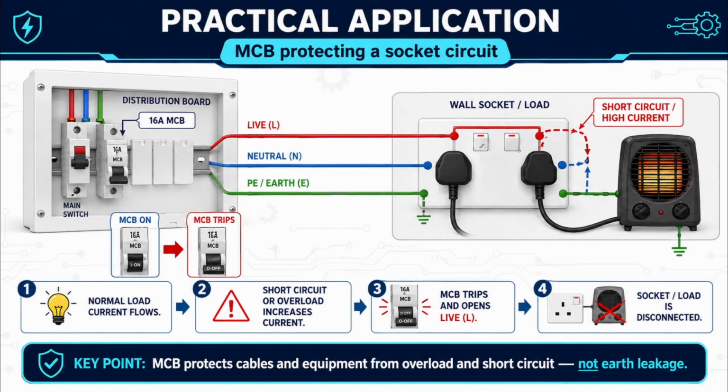In this practical circuit, a 16-amp MCB protects the socket and connected load. During normal operation, current flows through the MCB to the load. If an overload or short circuit causes excessive current, the MCB trips and opens the live conductor, disconnecting the supply and protecting the wiring and equipment.